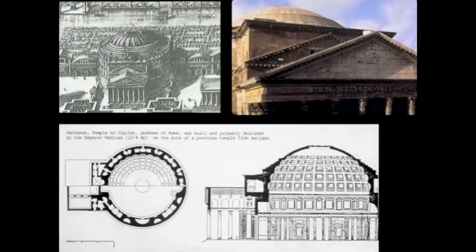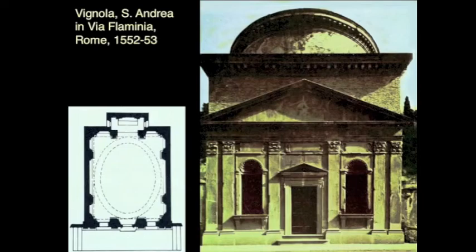Palladio wasn't the only guy to deal with this issue. Perhaps you remember Vignola from the gardens that we were talking about last time. Vignola is also a kind of crazily inventive mannerist. And there's a little church by Vignola, San Andrea in Via Flaminia, on the outskirts of Rome. And it looks like Vignola is dealing with the same situation here. It's an ovalized church, and this church has an ovalized drum that extends up. So over here, this is what we see when standing in front of it.